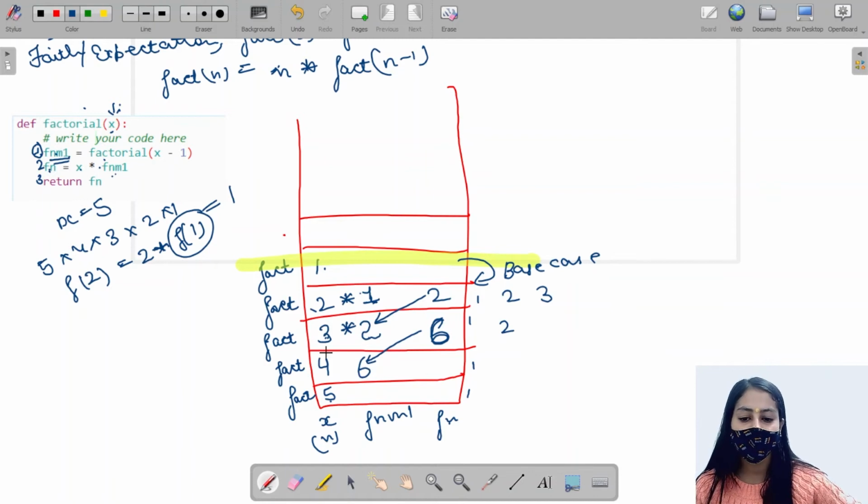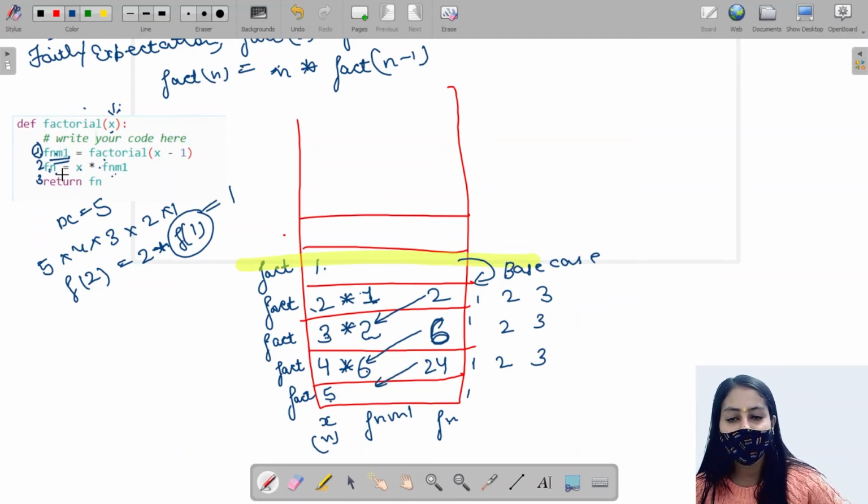right? So 6 is returned to when the value of x is 4, right? Now again for x is equal to 4, at line number 2, 4 multiplies itself with the factorial of n minus 1 and the result is stored in the factorial of n. At line number 3, the factorial of 4 is returned to factorial of 5, right? So for x is equal to 5, in factorial of n minus 1, 24 is stored, right?